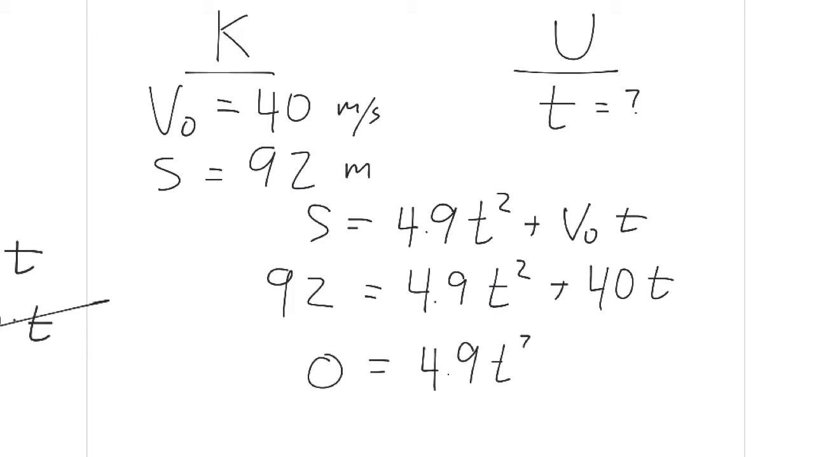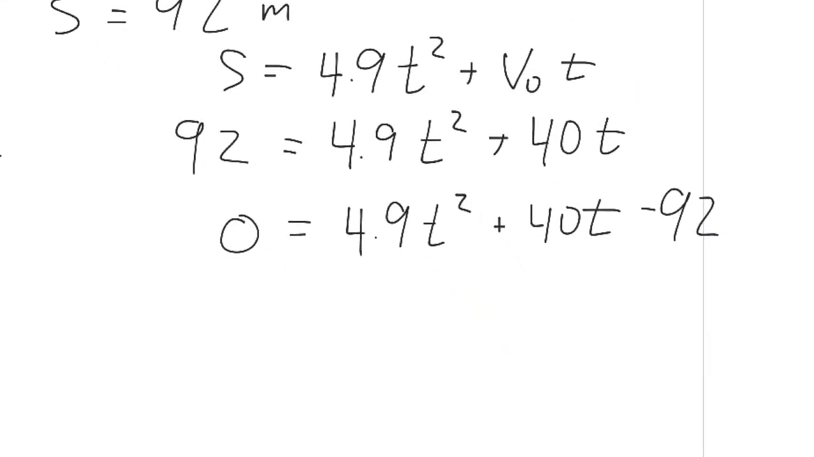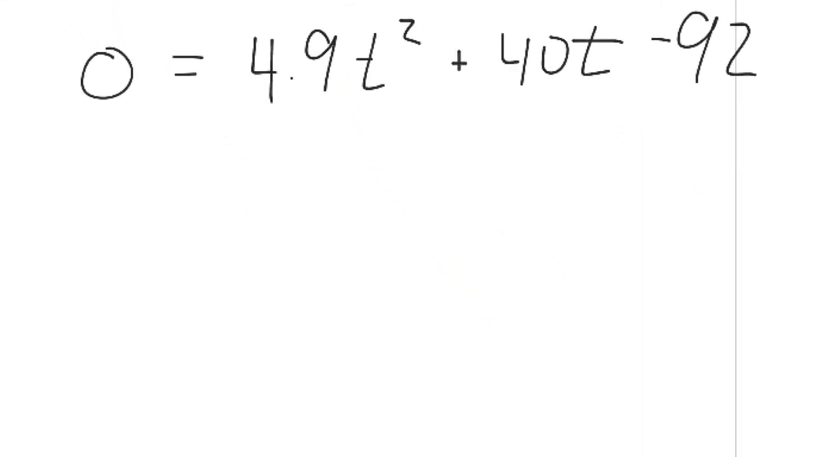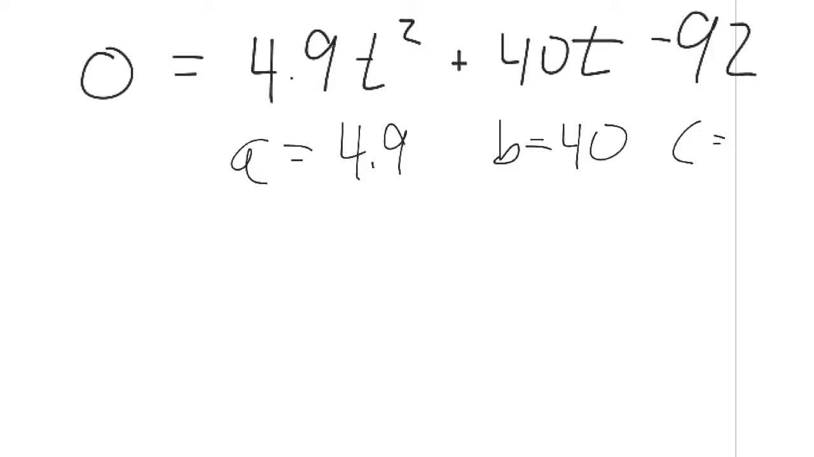If you want to use the formula, then we have to set it all equal to 0. 0 equals 4.9t squared plus 40t minus 92. And of course the a, b, and c values, if we use the quadratic formula, are a equals 4.9, b equals 40, and c equals negative 92. x equals negative b plus or minus the square root of b squared minus 4ac all over 2a.